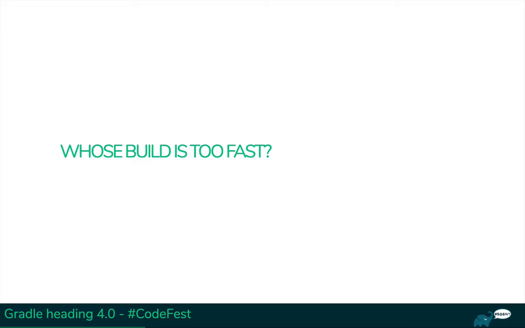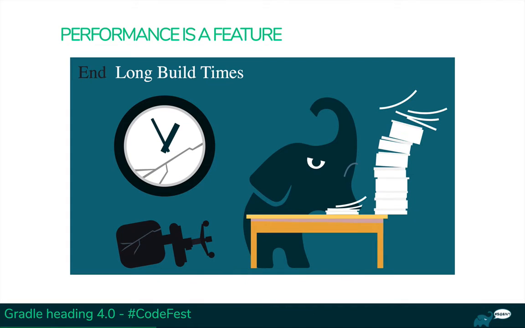So I assume everybody here is a software engineer. Whose build is too fast? Really? No one? Surprise. In general, that's one thing with build tools: I rarely hear somebody complaining that their builds are too fast. Usually they are too slow. You can do whatever you want, it could always be faster.